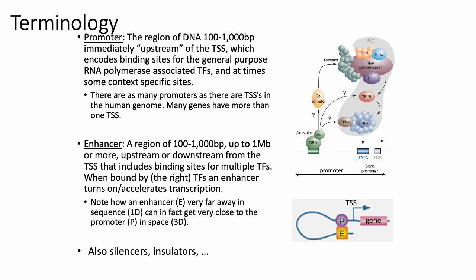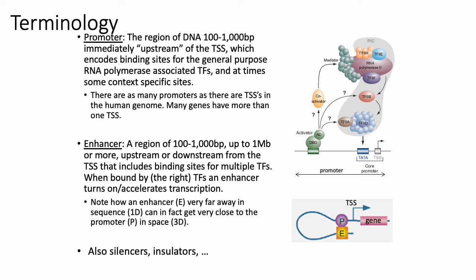So I briefly talked about promoters and enhancers. Here I'll more clearly define what exactly they are and where they are. Promoters are, generally speaking, the so-called upstream region of DNA in terms of the transcription start site. Promoters are typically found 100 to 1,000 base pairs upstream of the TSS, and generally encode a lot of binding sites, or sequences that are recognized by factors that are associated with RNA polymerase.